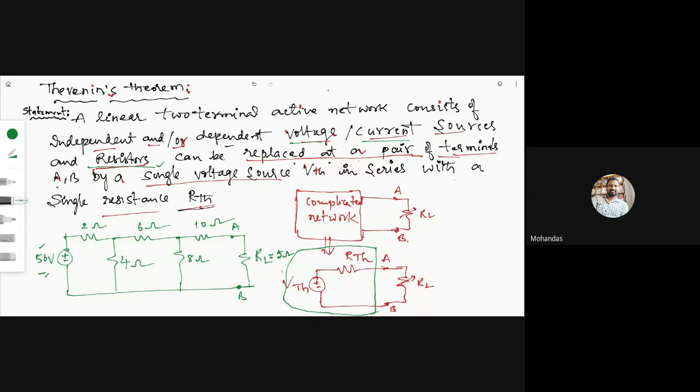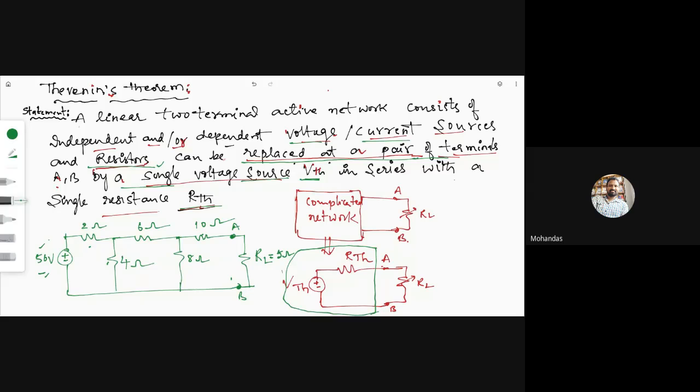Can be replaced at a pair of terminals. Note down this. Replaced at a pair of terminals means these are the pair of terminals AB. Replaced at a pair of terminals AB by a single voltage source, which is Thevenin, in series with a single resistance R Thevenin. So what does the theorem say? Suppose we look across the AB terminals. Before the AB terminals, we have how many resistors? 1, 2, 3, 4, and 5 resistors are there, and a 50 volt source is there.